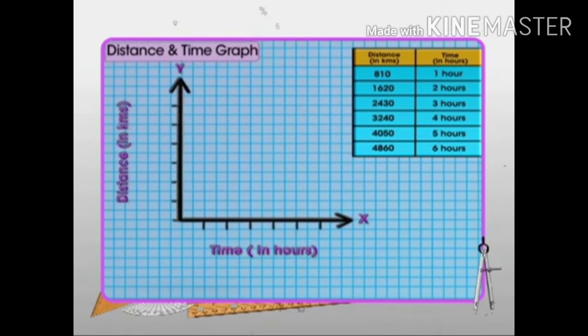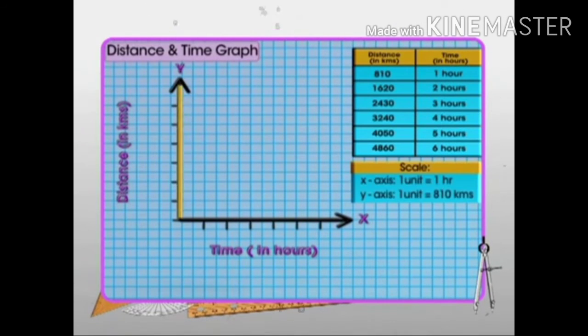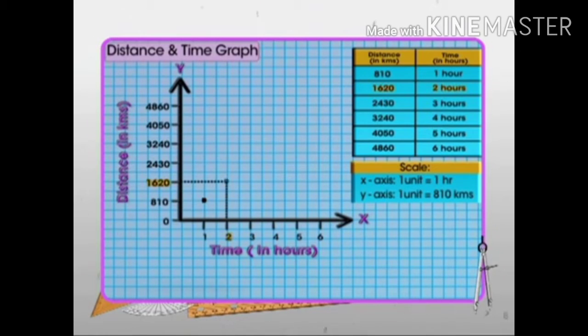On y-axis, mark the distance using a scale of 1 unit equal to 810 kilometers. Appropriately, along x-axis, each unit can represent 1 hour. Now plot the points. 1 hour, 810 kilometers. 2 hours, 1620 kilometers. 3 hours, 2430 kilometers. 4 hours, 3240 kilometers. 5 hours, 4050 kilometers. And 6 hours, 4860 kilometers.